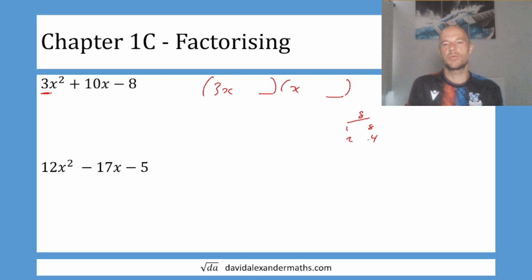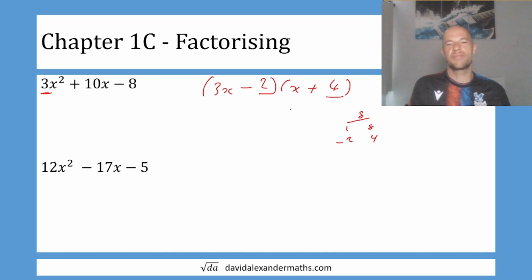So if I tripled the 4 I get 12, and then if I subtract 2 I get 10. So there we go. The one I'm tripling is the 4, so that needs to go on the outside because that is the one that's being tripled, and this will be 2. So 3x minus 2, x plus 4.